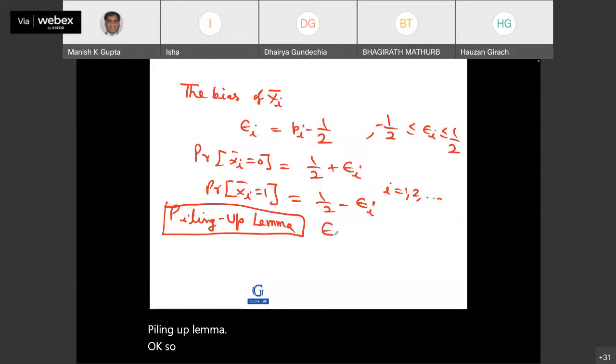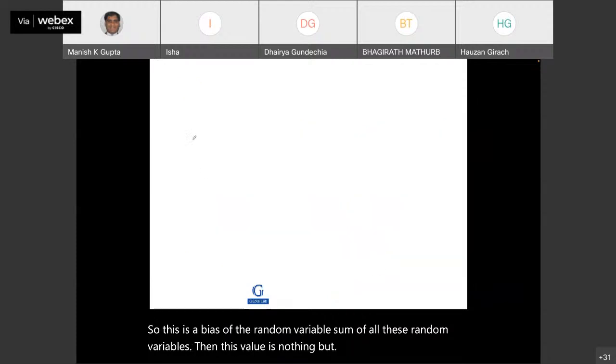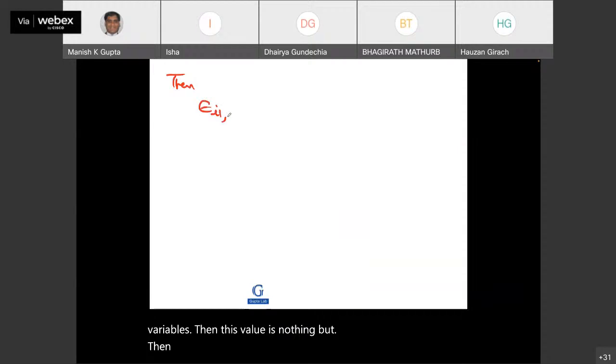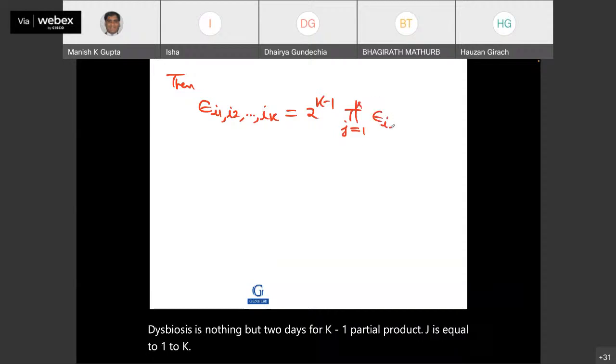Suppose epsilon i1, i2, ..., ik is the bias of the random variable, the sum of all these random variables Xi1 through Xik. Then this biasness is nothing but 2 raised to power k minus 1, times the product over j equal to 1 to k of epsilon ij. Okay, so this is the Piling-up lemma.